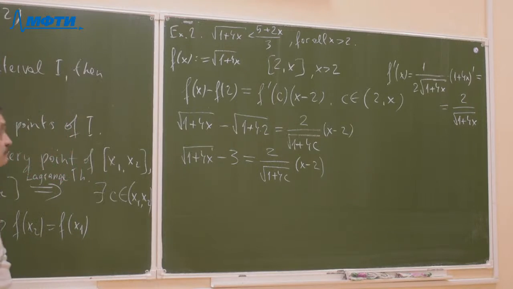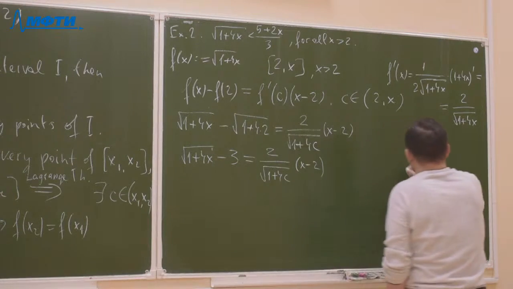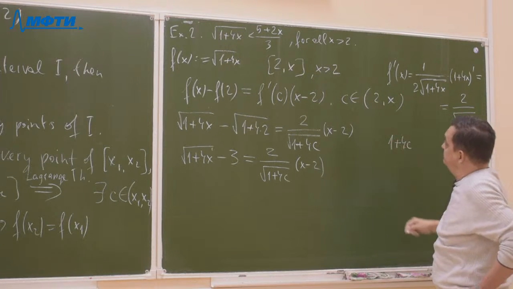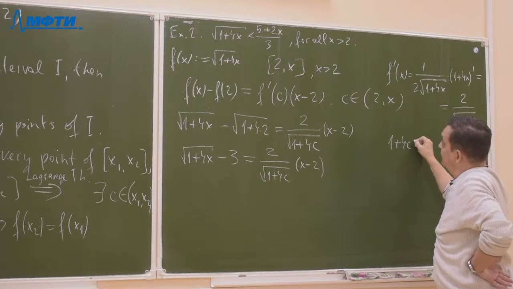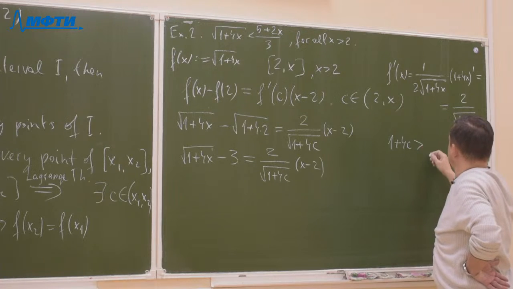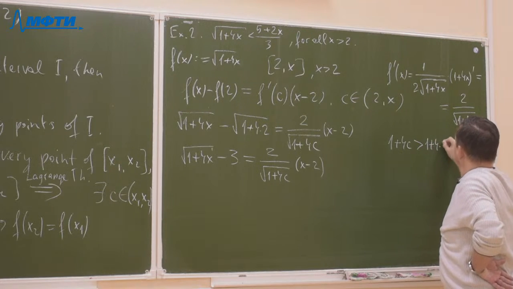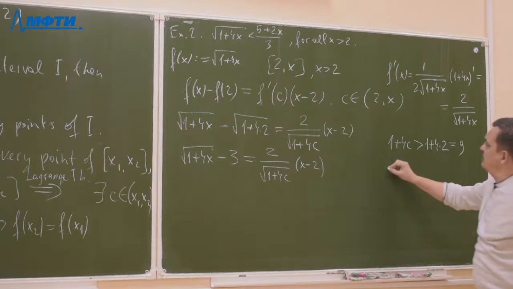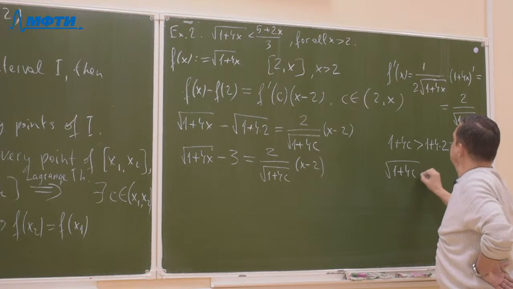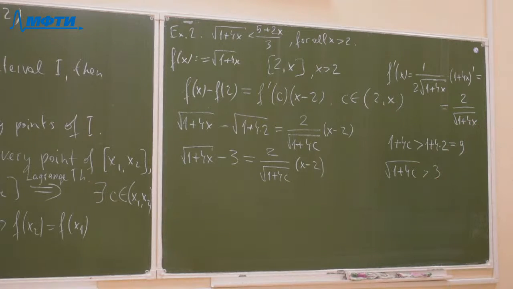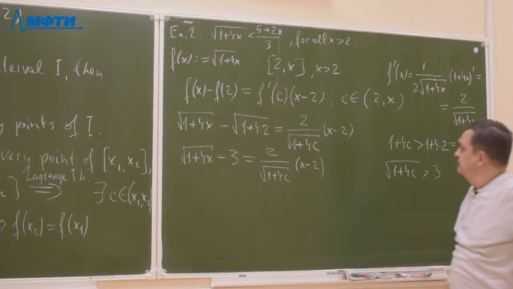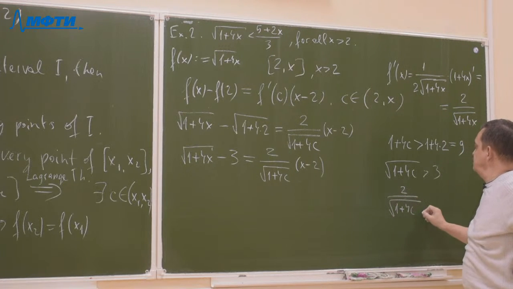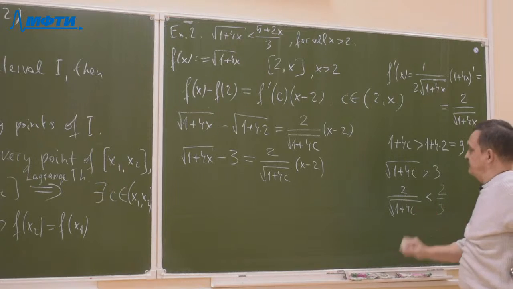Now, 1 plus 4c, because c belongs to the interval from 2 to x, is greater than 1 plus 4 times 2, and that is 9. Hence, square root of 1 plus 4c is greater than 3, and 2 over square root of 1 plus 4c is less than 2 over 3.